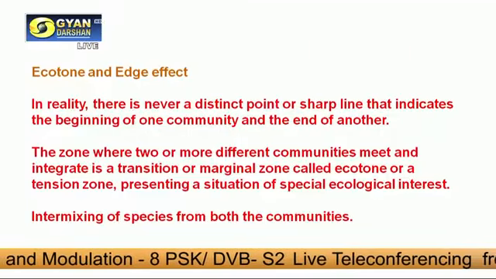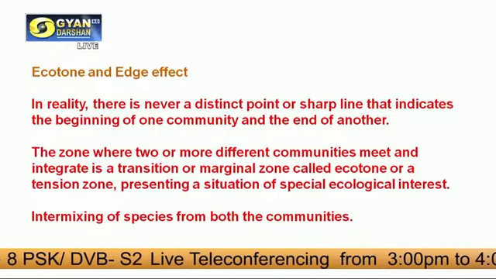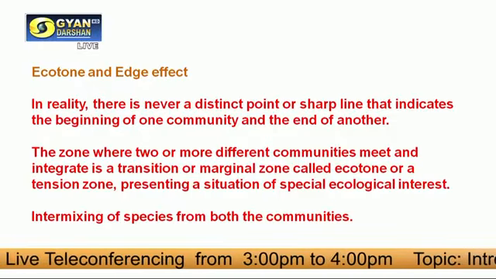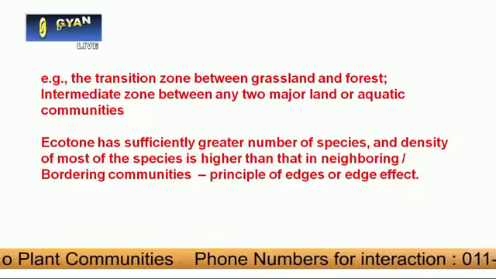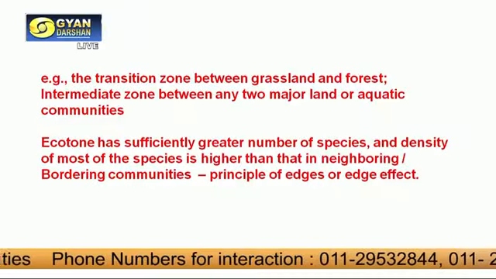And surprisingly, it is found that in this ecotone or in this transitional boundary, the maximum number of species actually flourish, or they represent the intermixing of species of both the communities, and that is why they are very rich in species. So ecotone has a very great ecological significance. The transition zone, for example, between grassland and forest. The intermediate zone between any two major land or aquatic communities.